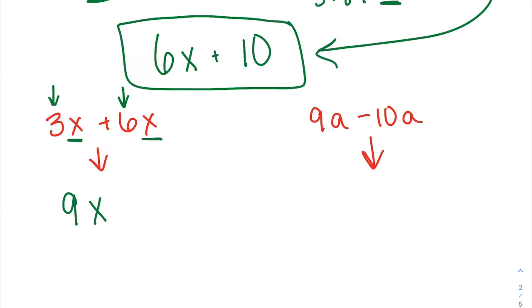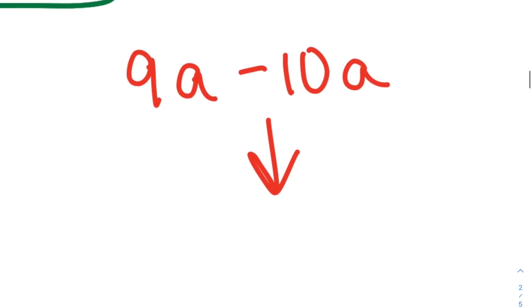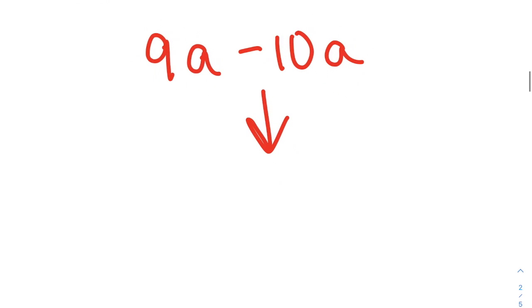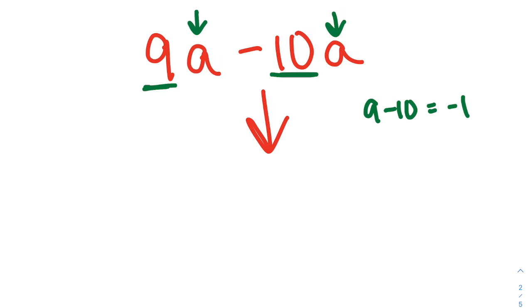Our next problem, we have 9a minus 10a. I want to know how many a's there are. How can I write this most simply? Remember, we're looking at the coefficients. I know this is a variable term. They both have a's. So what I'm really asking you is, what is 9 minus 10? And 9 minus 10 is -1. And I'm going to write out my answer as -1, because that's 9 minus 10.